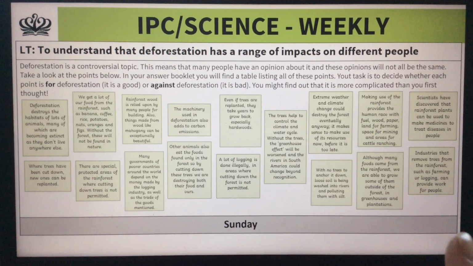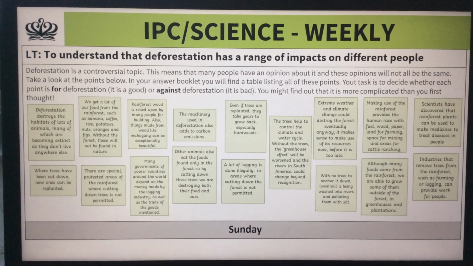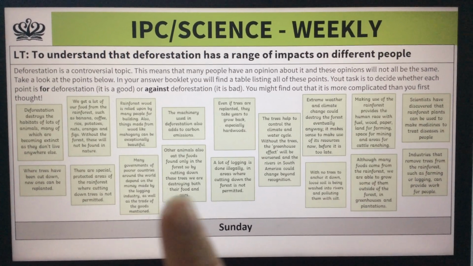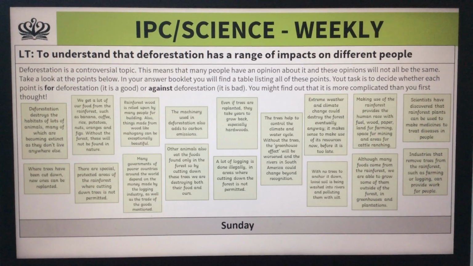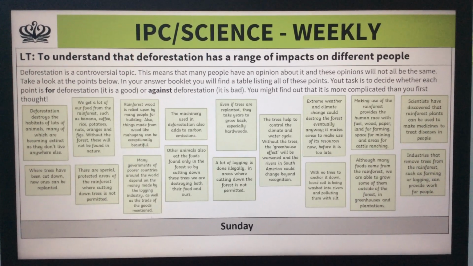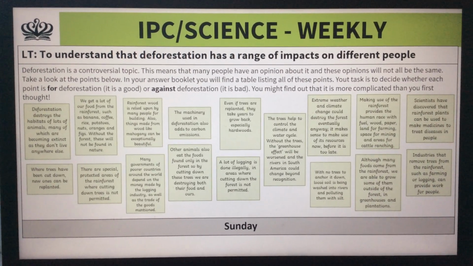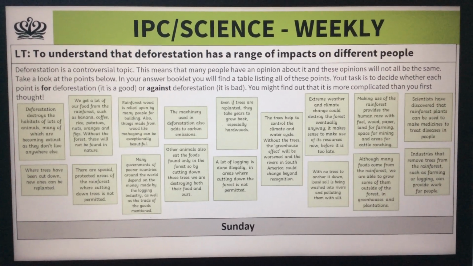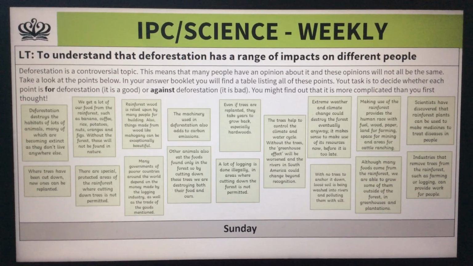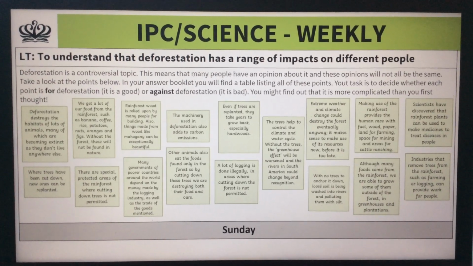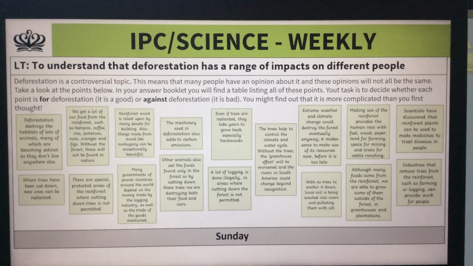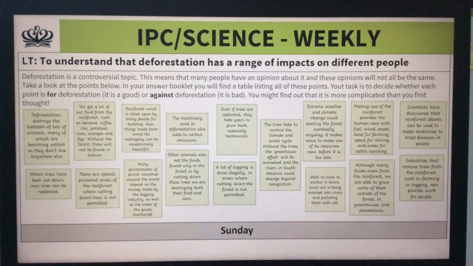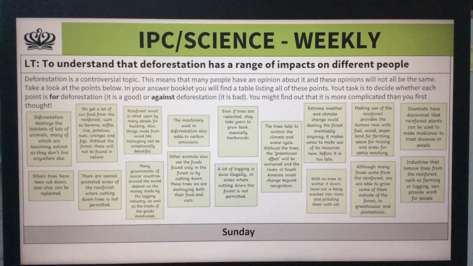Take a look at the points below, and in your answer booklet you'll find a table listing all of these points. Your task is to decide whether each point is for deforestation, so that means it's a good thing or it has good benefits, or against deforestation, means it's a bad thing, it's not a good thing. You might find out that it's more complicated than you first thought. A lot of you might think, oh, it's just bad, but you might realise that there's another side to it as well.